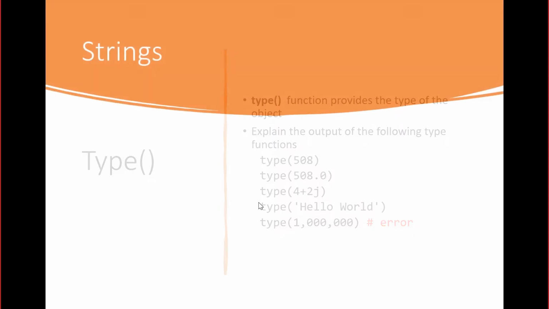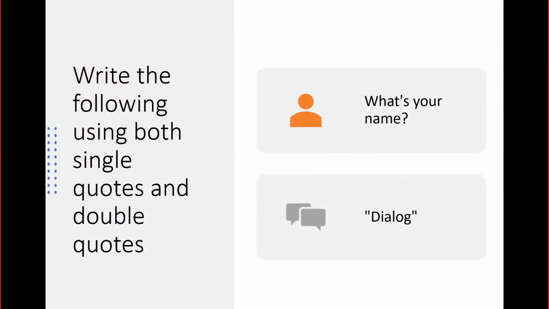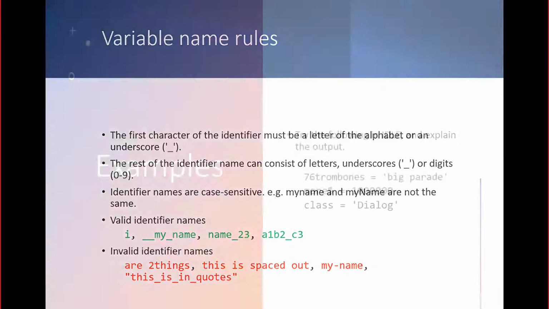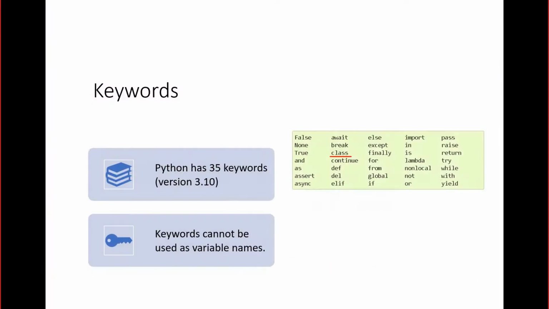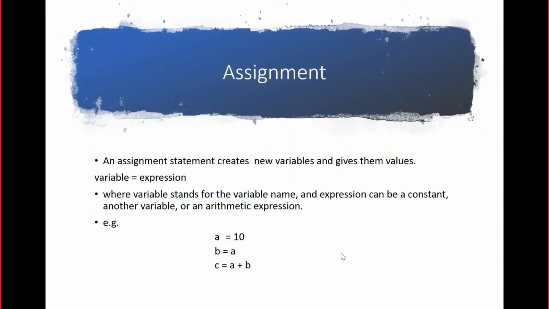Okay, right. And then we discussed strings, the use of single quotes and double quotes, and also including single quotes or double quotes in your message. Then we went on to discuss variables, variable naming, and also some of these keywords defined in Python programming that you cannot use elsewhere.